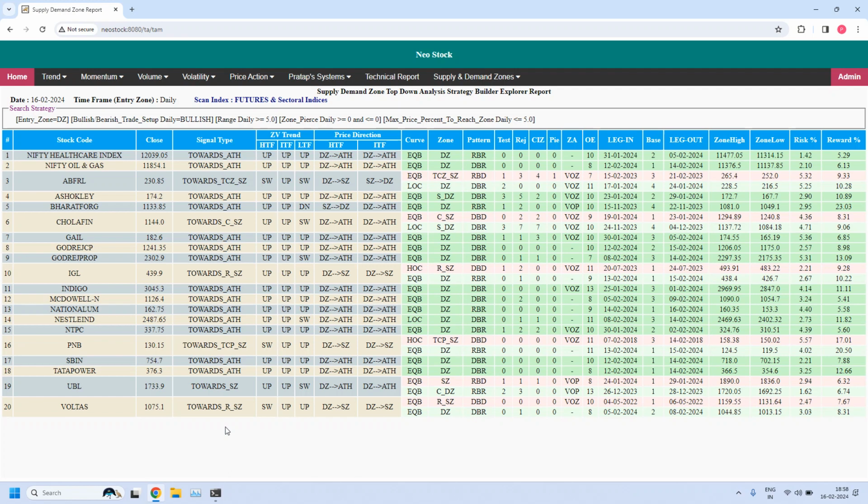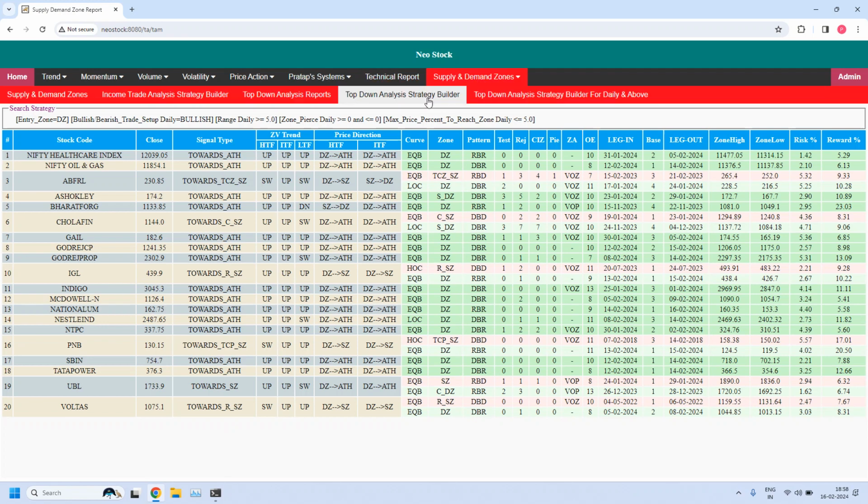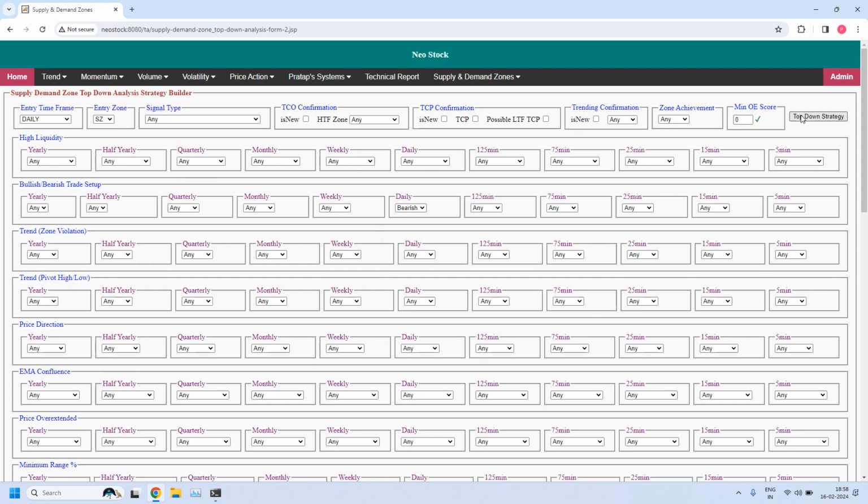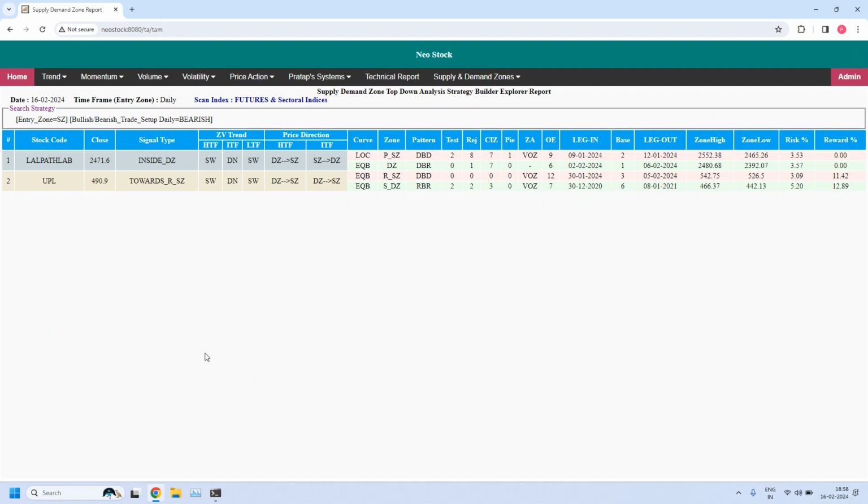Okay, this is about a bullish trade setup for monthly income trade. Now let us look for a bearish trade setup for monthly income trade. So the LTF zone is daily, and the entry zone should be supply zone because it is a bearish trade setup. In the bullish or bearish trade setup parameter and daily time frame, we are selecting bearish. Now let me filter. Now two stocks are there.